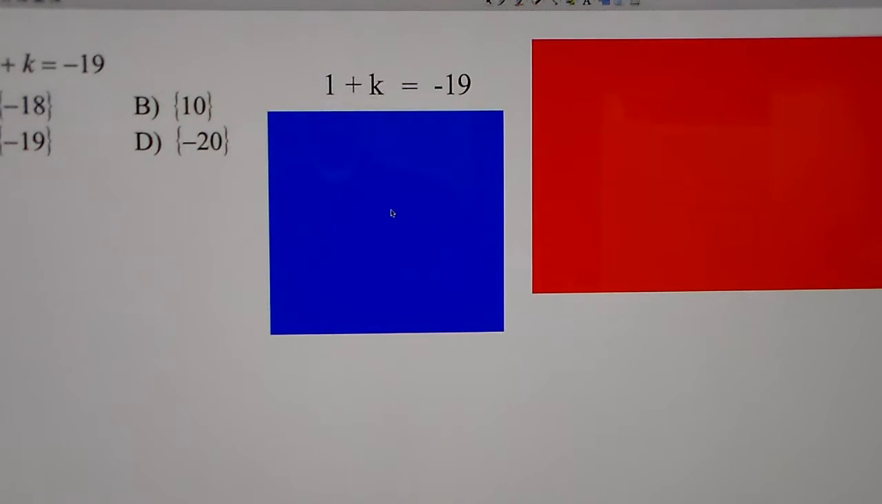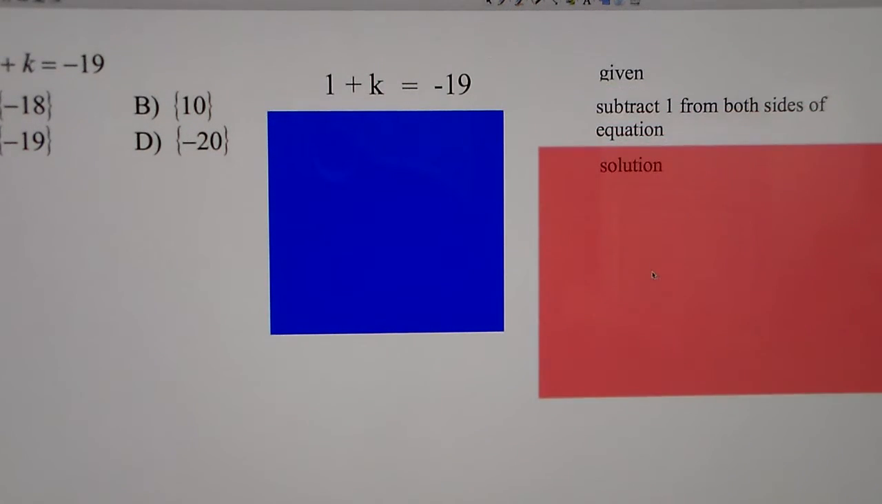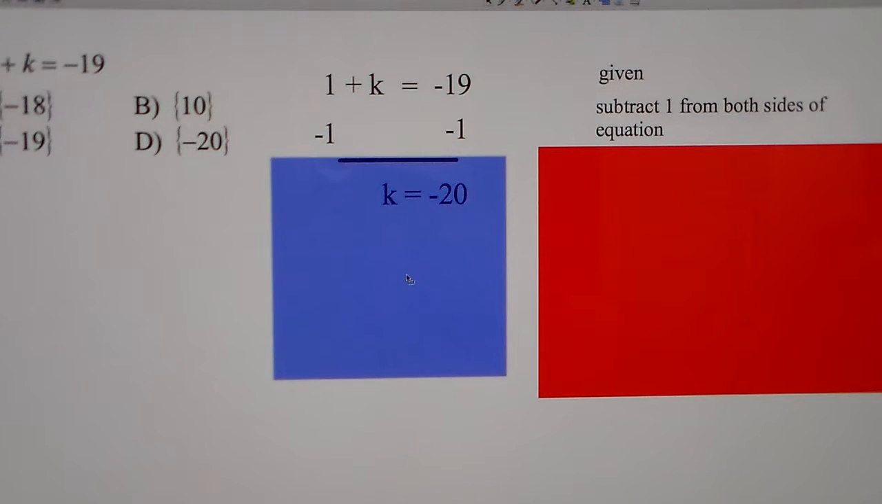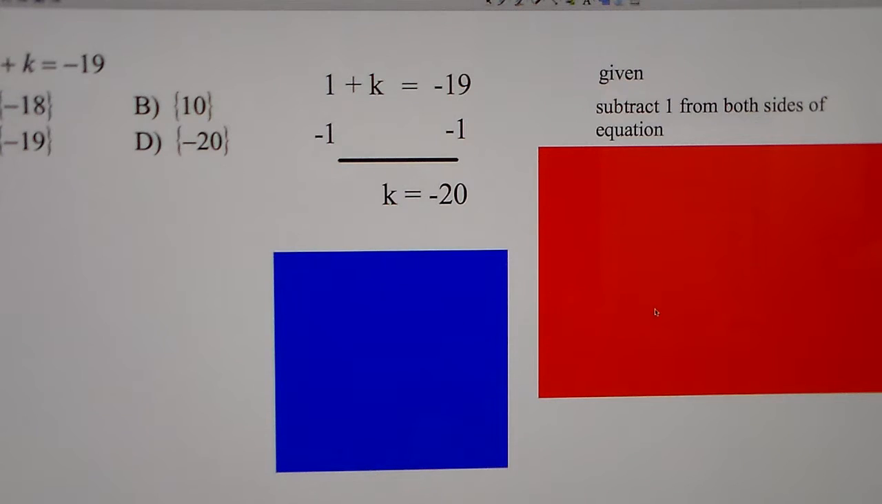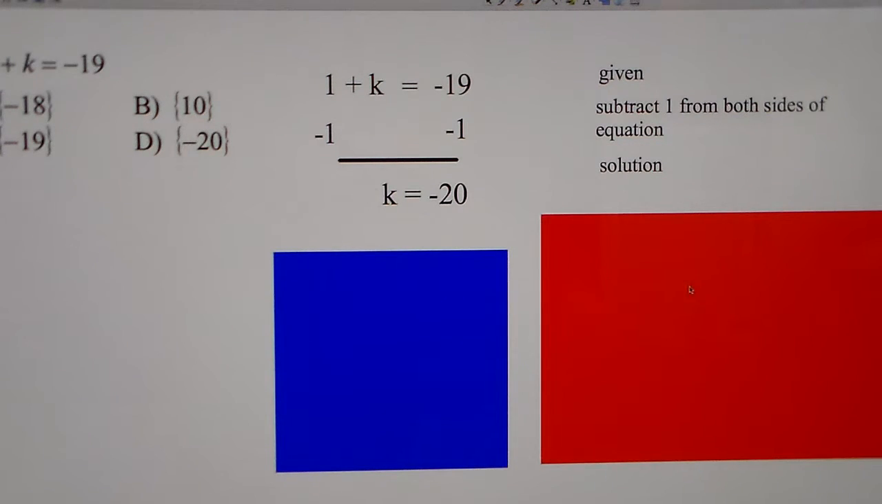Next up, we got 1 plus k equals negative 19. That's our given. We then subtract 1 from both sides of the equation, as you see here. Then k equals negative 20, and that's our solution.